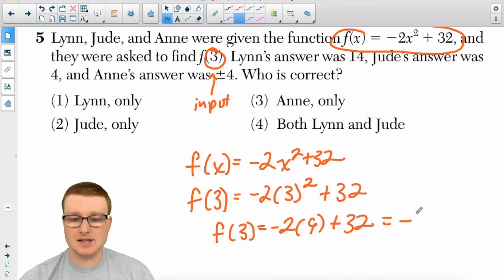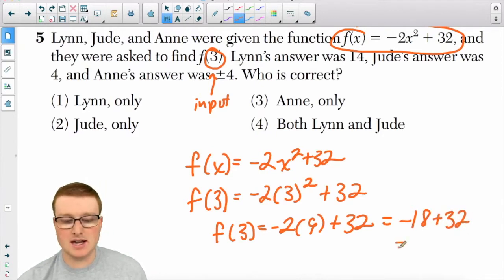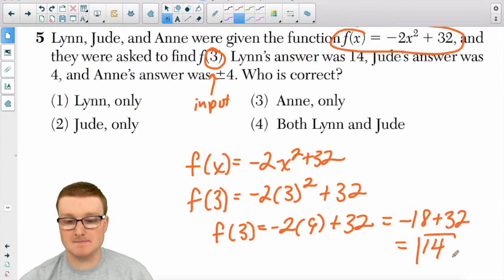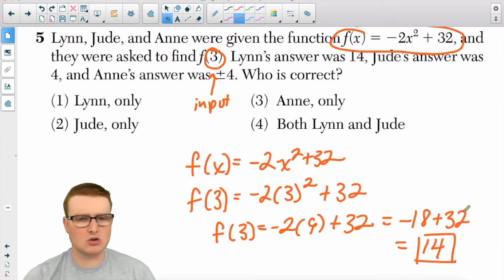Negative 2 times 9 is equal to negative 18, plus 32, and that is going to yield an answer of the number 14. So who is correct? Lynn's answer was 14, Jude's answer, okay, so it's Lynn only. Your answer is choice 1.